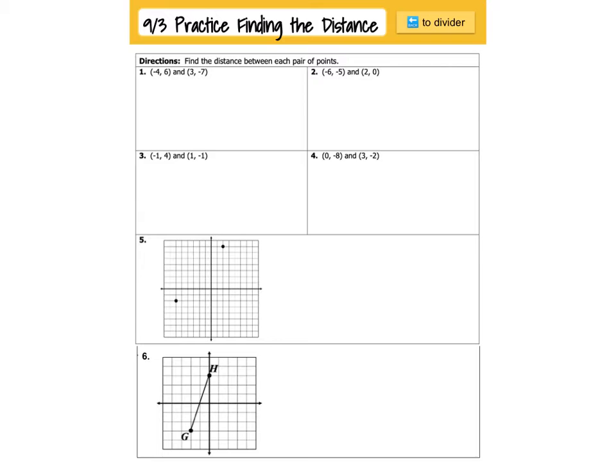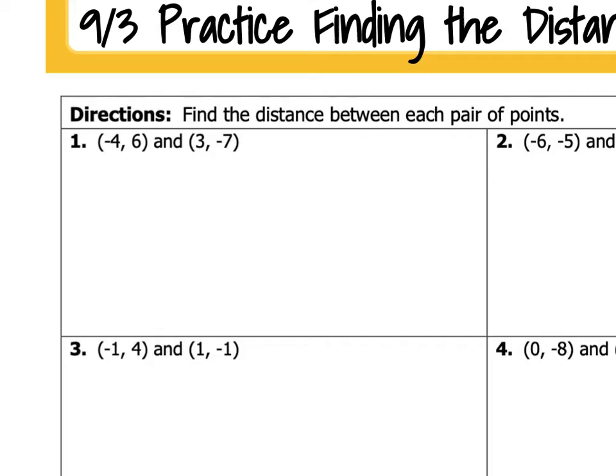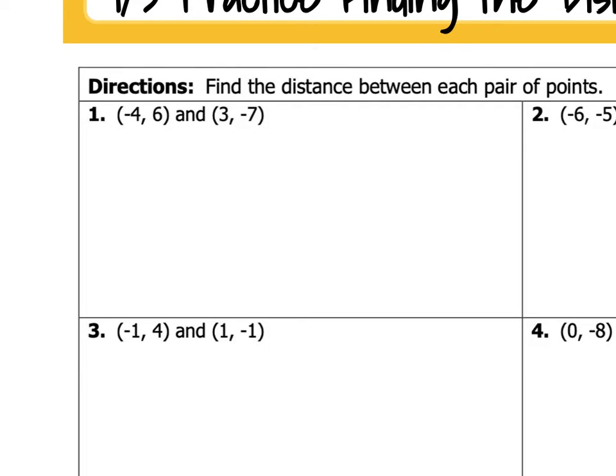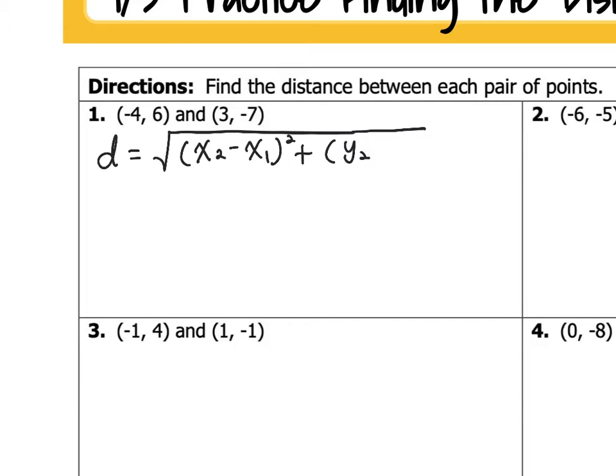Make sure to check your work and fix your mistakes. Number 1. So first I will write the distance formula: d equals the big square root of (x2 minus x1) squared plus (y2 minus y1) squared. Tips for preventing mistakes: label before you start. So x1, y1, x2, y2.